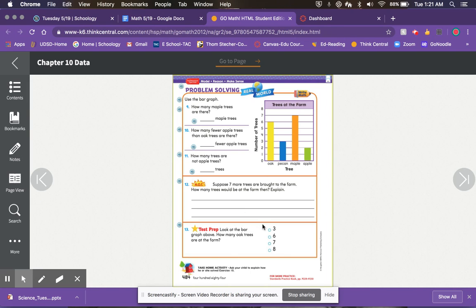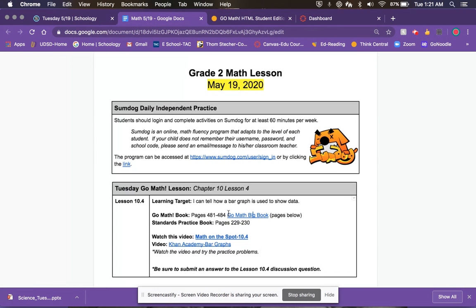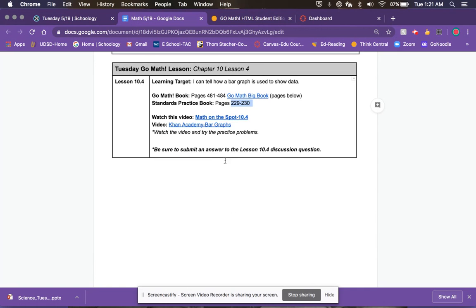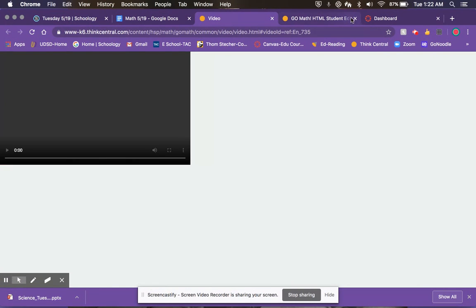And the last one says, look at the bar graph above. How many oak trees are at the farm? All right, use that graph up there. Okay, if you go back into your lesson, your little book pages, skinny book, 229 and 230, in the homework book. If you want to watch the on-the-spot video, it explains exactly what you were doing today.